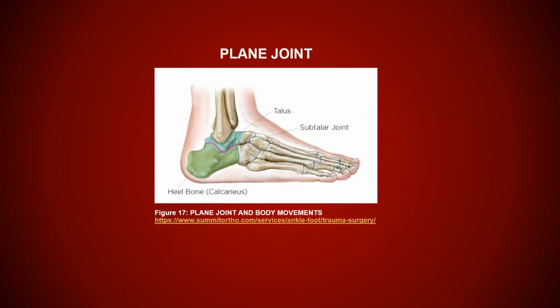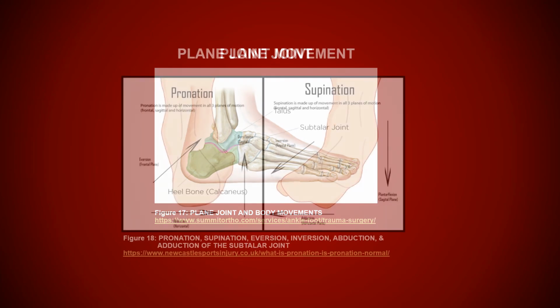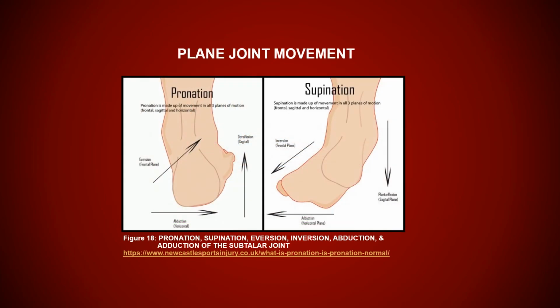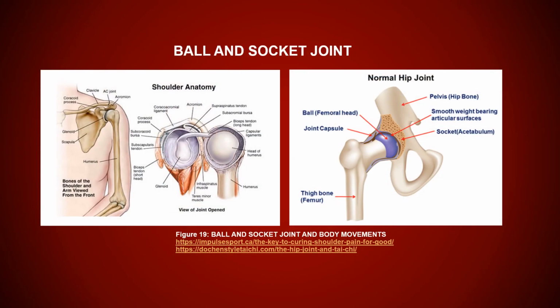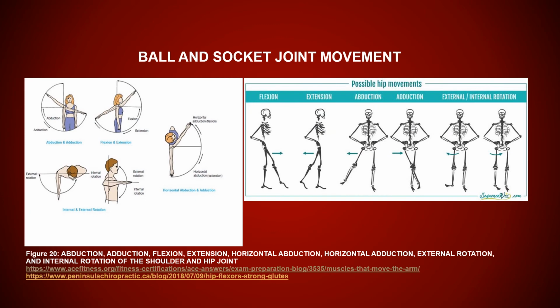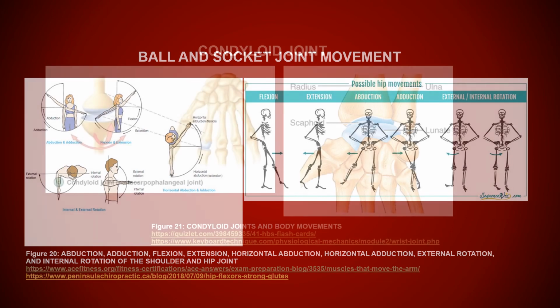A plane joint, known as the subtalar joint, is located in the foot. Pronation and supination of the foot is made possible by this plane joint. Ball and socket joints are found in the shoulder and the hip. A ball and socket joint can produce movements of flexion and extension, abduction and adduction, and external and internal rotation.